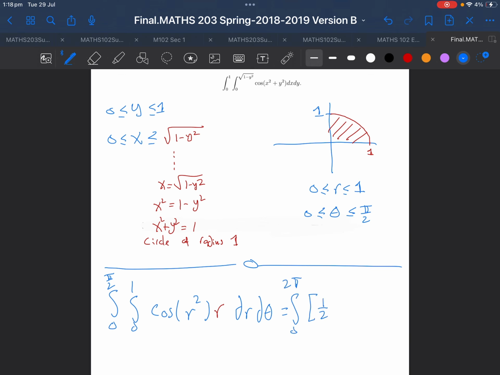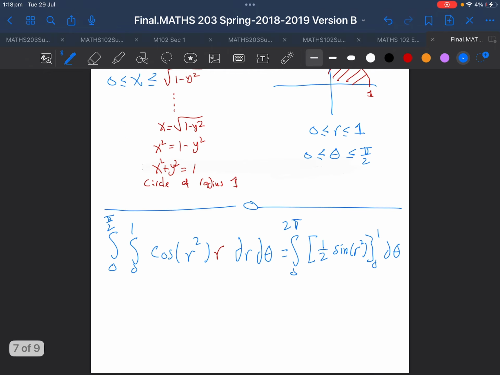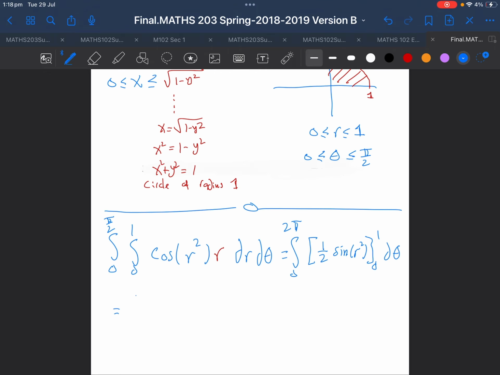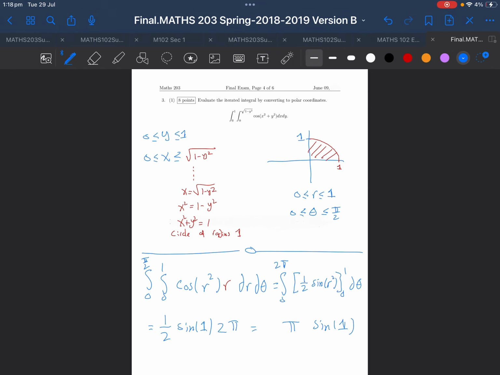which is now an easy integral. This is just substitution. So the integral will be half sine r squared, substituting from 0 to 1, d theta, which if we do it correctly, will be half sine 1 times 2 pi. The final answer would be pi sine of 1. I'm finding the integral quickly here, but you get the idea of how we find such an integral. We will go now to the next question.